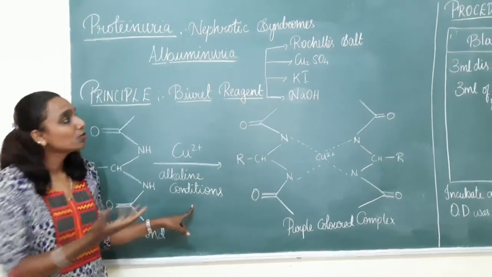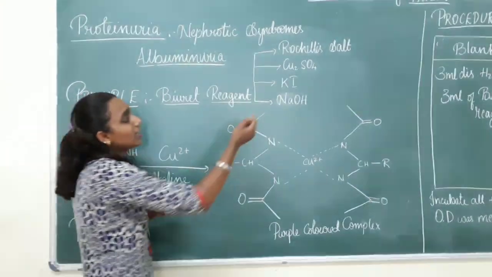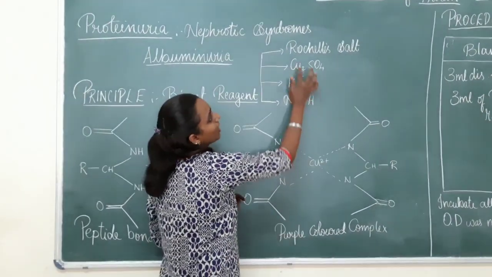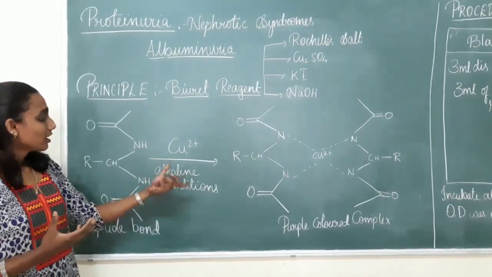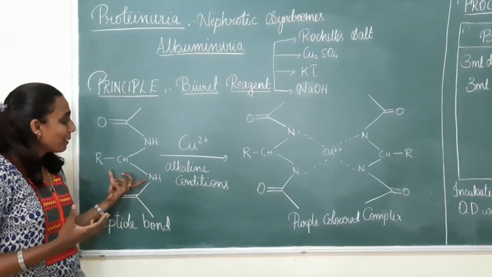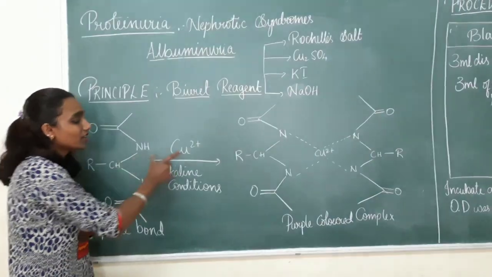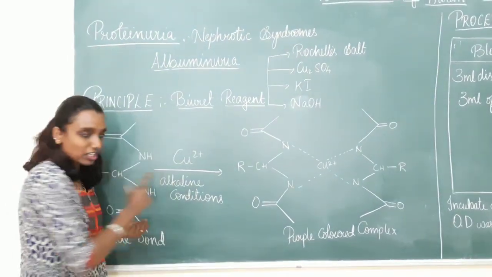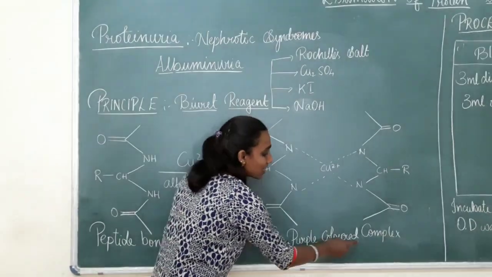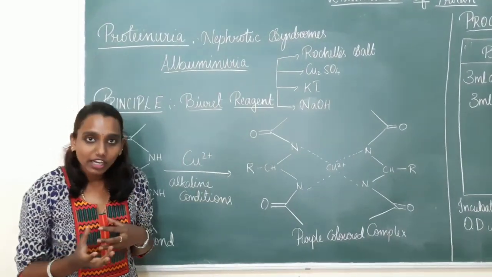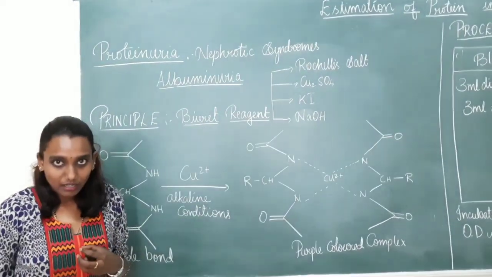Which are the chemicals that give alkaline conditions to biuret reagent? It is potassium iodide, NaOH and Rochelle salt. All of this will provide alkaline conditions to the reaction, wherein the peptide bond is going to react with the copper ions. When the peptide bonds react with copper ions in alkaline conditions, it forms a complex. This complex is purple colored. Biuret reagent, because of copper sulfate, is blue in color.